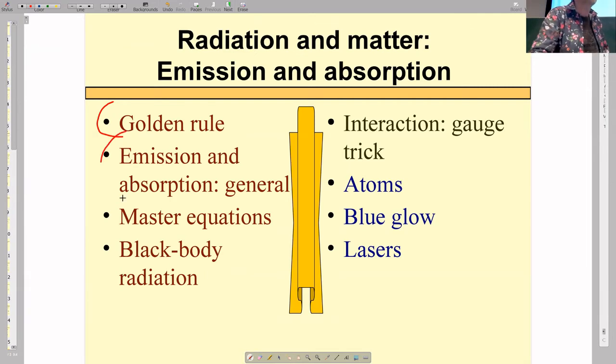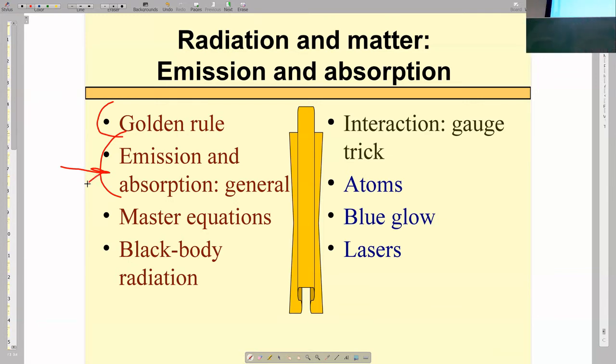Then we're not there yet. We will talk about emission and absorption in very general terms, without even specifying the electromagnetic field. Just talking about a general linear field. So the discussion is rather general. We were able to figure out pretty much about emission and absorption.